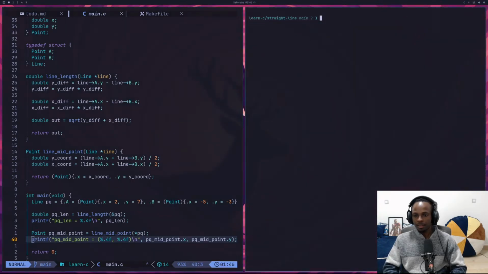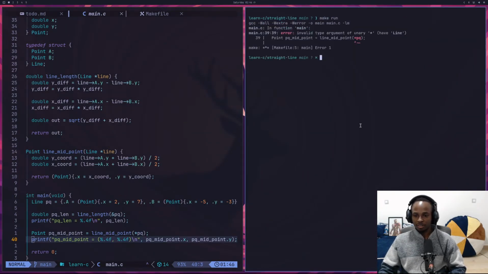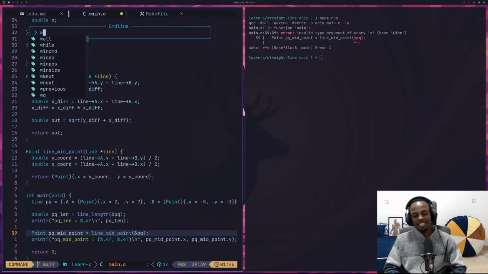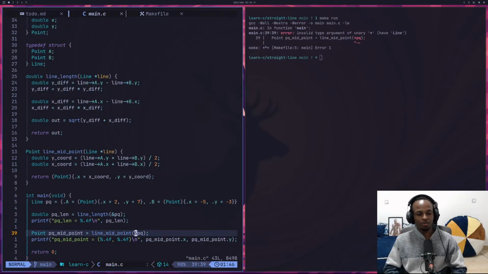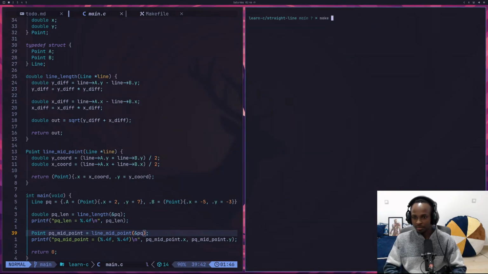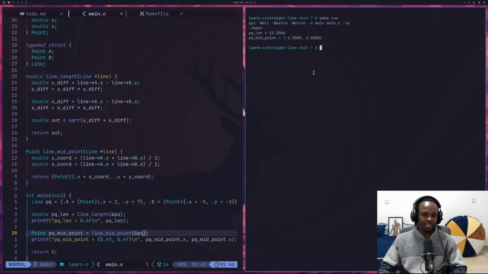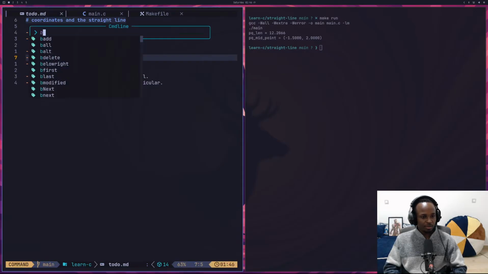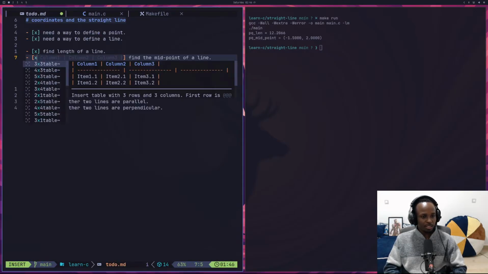Yeah, so make run, and we have an error. Oops, I passed, oh god, this is confusing. I should have passed the ampersand. That is how you pass a reference to an object. Okay, so make run, and there we go. So the midpoint for our line is negative 1.52. That is just as we found out earlier. So we are now done with the midpoint.